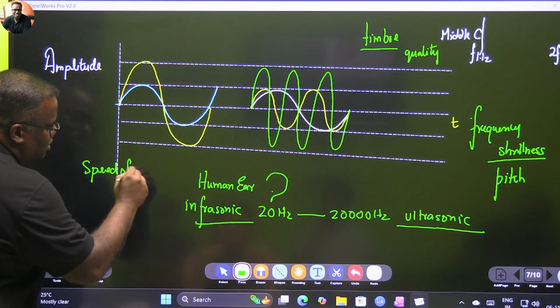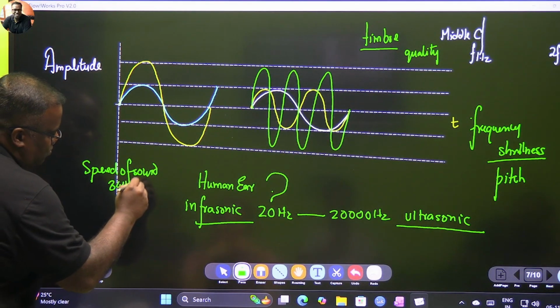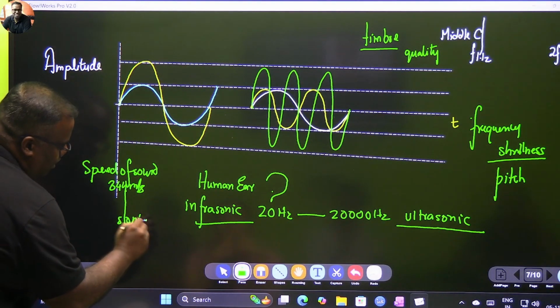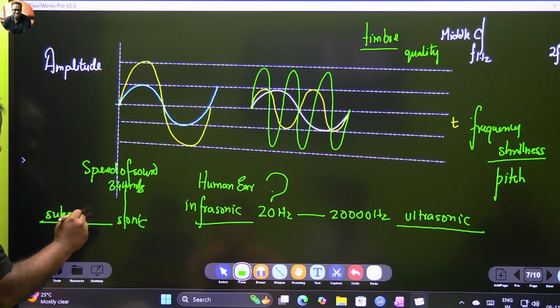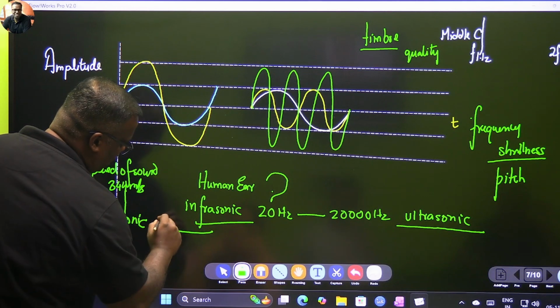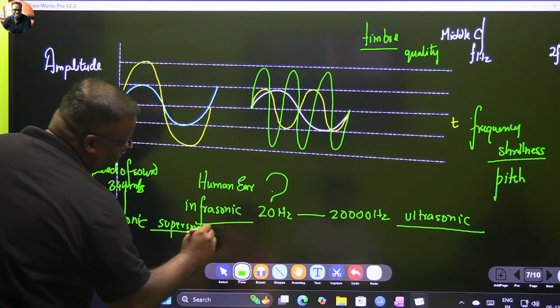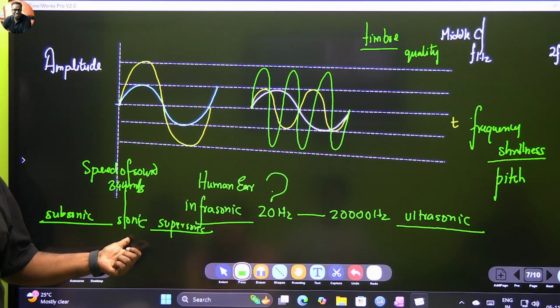Then there is something called speed of sound. Speed of sound in air is around 344 meters per second. This is known as sonic. If you travel below it, it's called subsonic, like your Indigo and all. And all your Rafale and all are supersonic. They are traveling more than the speed of sound. And this is called Mach. Mach 1.